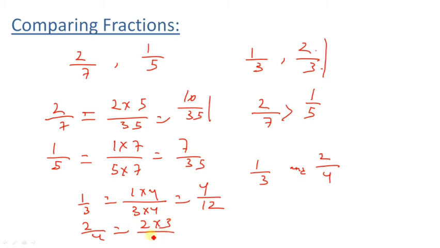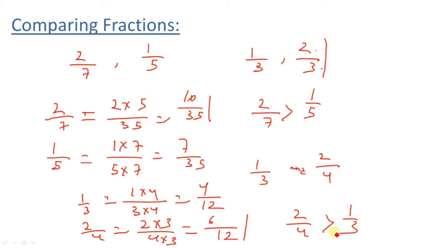Now in both cases the denominator became the same, but the numerator 6 is greater, so 2 by 4 is greater than 1 by 3. In this way, if you have to compare two fractions, you can compare them.